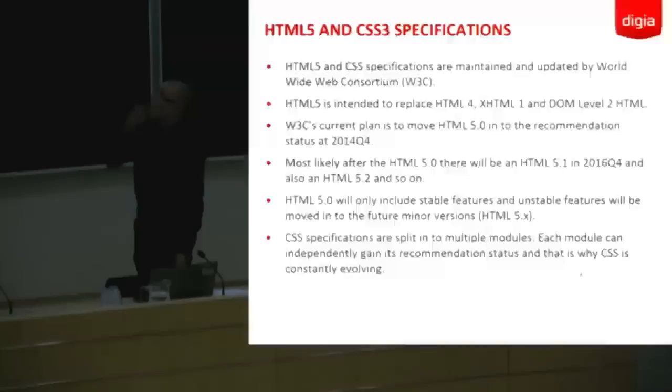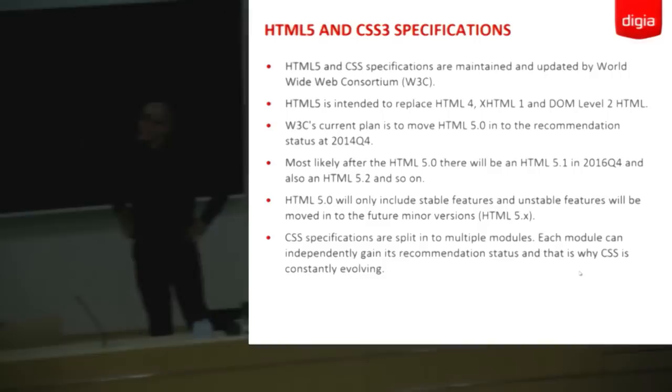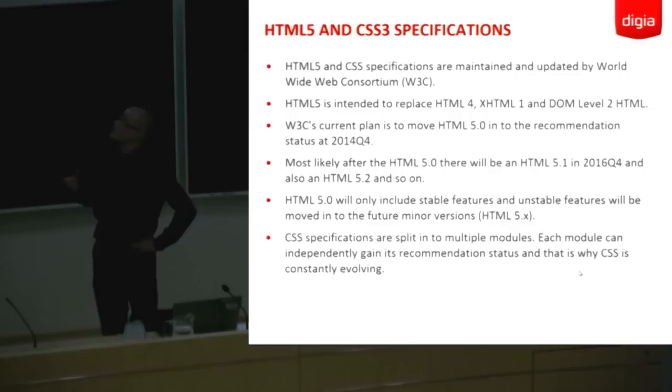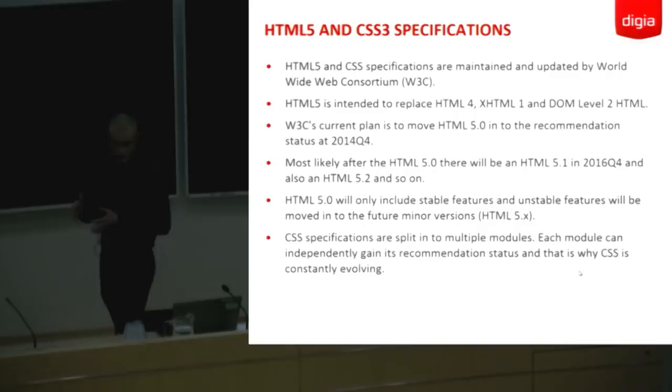What HTML5 is: it's a new specification which is maintained and updated by the World Wide Web Consortium, W3C. It's intended to replace the old HTML4, XHTML1 and DOM Level 2 standards. But you can always use them. HTML5 is not yet in recommended state. That means that it's not ready. And the current plan is that HTML5 will be published as a piece.